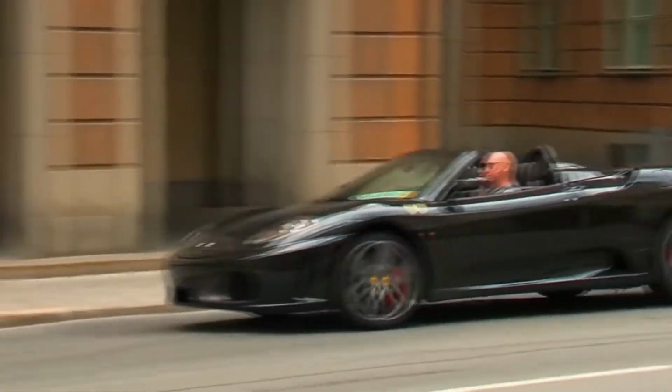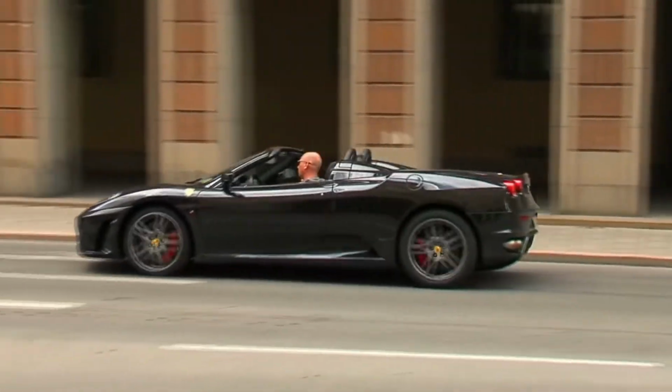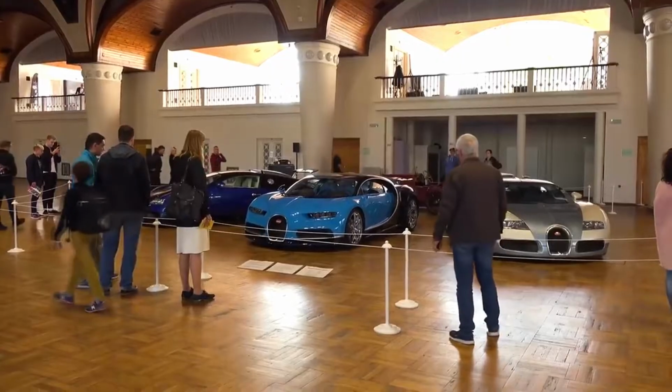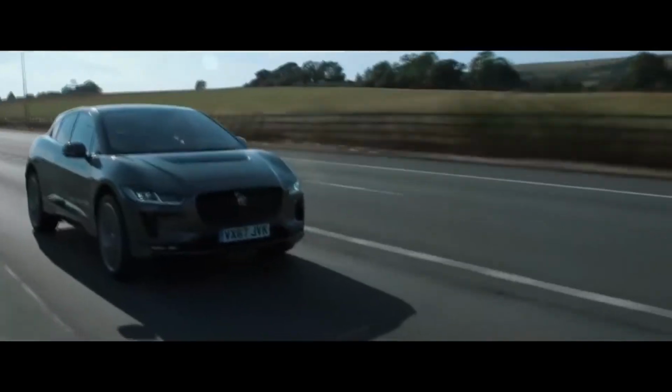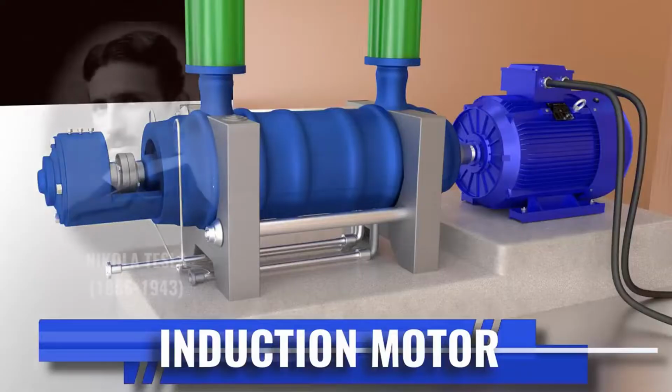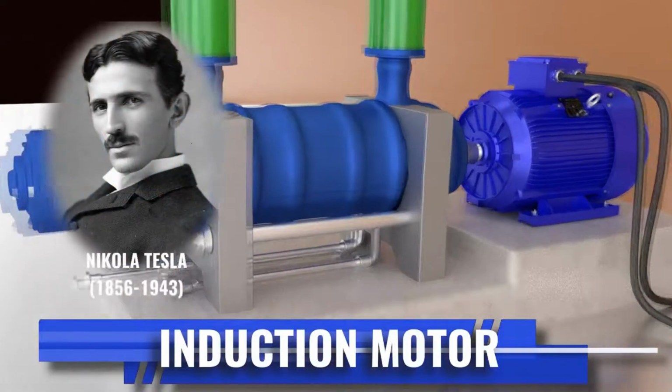That power needs to be converted into usable energy by the transmission before being sent to the drive shaft, making the wheels rotate. In an electric car, the energy comes from a large battery pack, but the main component that makes an EV special is a famous invention called the induction motor, created by Nikola Tesla in 1887.